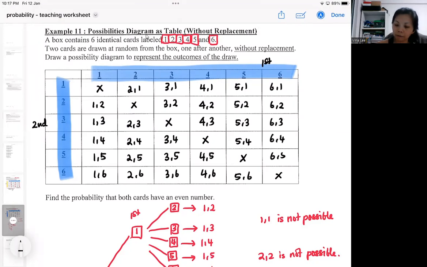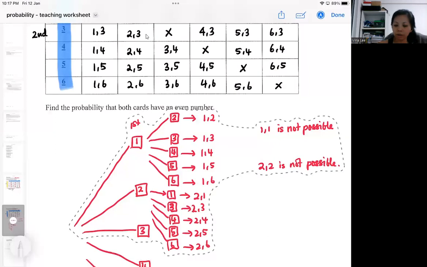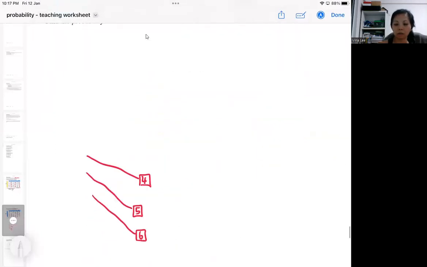Okay, so write out everything. It's the same idea of branching, but it's without replacement. That means whichever first card is taken out is not being replaced.